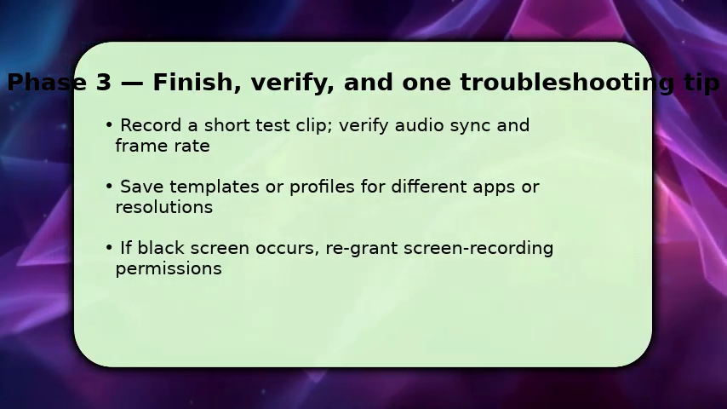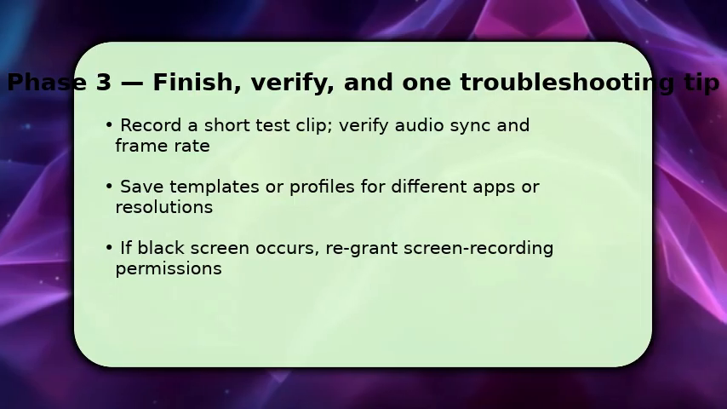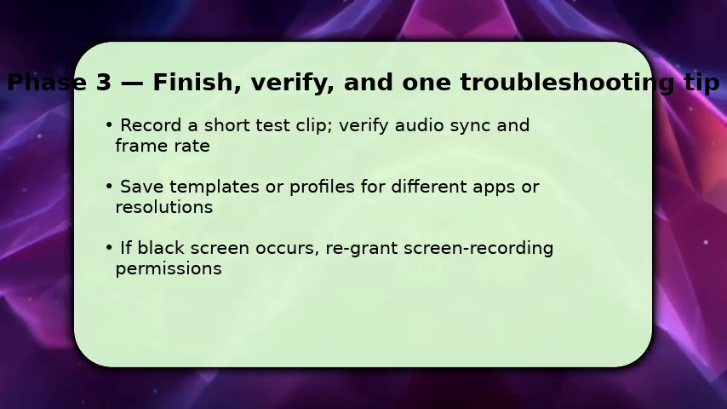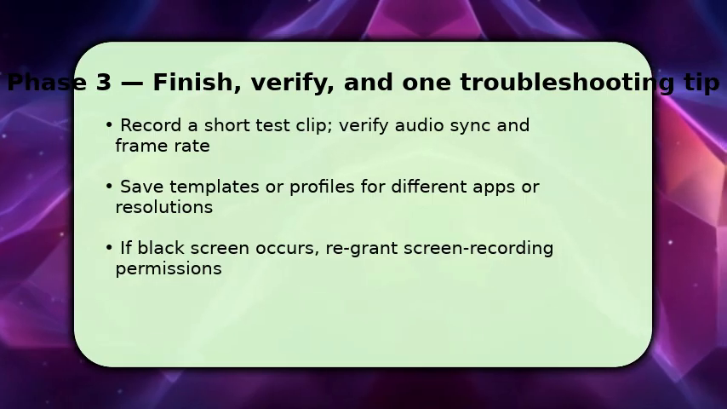Make sure auto start options are set if you need repeated captures. If something goes wrong, like a black screen, pause, reopen settings, regrant screen recording and overlay permissions, then restart the app. That permission reset fixes most capture failures.